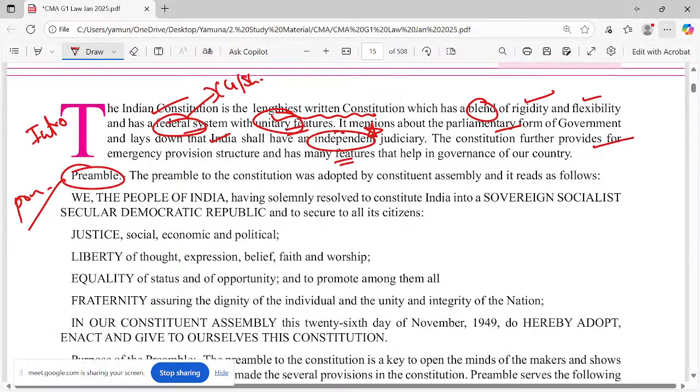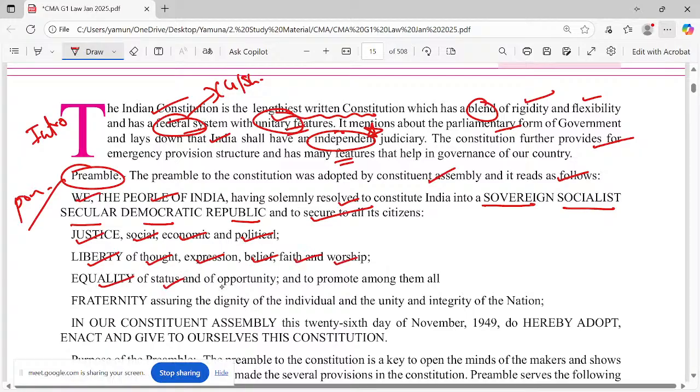Preamble. So the preamble is what the constitution is about, adopted by the Constituent Assembly, and it reads as follows. You know this line, right? You might have studied it in your 10th or 11th standard. We, the people of India, that's why we say this is a democratic country. Having solemnly resolved to constitute India into a sovereign, socialist, secular, democratic republic, and to secure to all its citizens justice, social, economic and political. Liberty means freedom: freedom of thought, expression, belief, faith, worship.